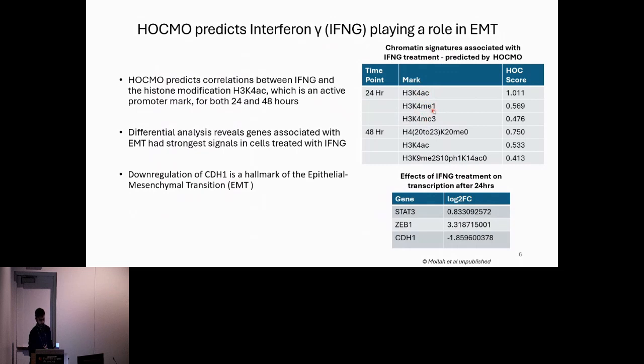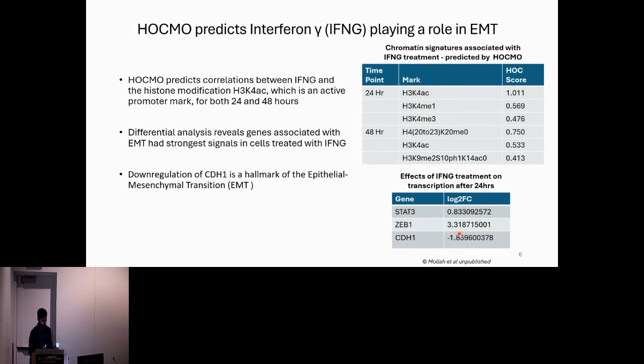While H3K4 monomethyl and trimethyl are well studied in the breast cancer context and are associated with active enhancers and promoters, much less is known about H3K4 acetyl in the breast cancer context. HOCMO was able to identify the importance of this relatively unknown mark in breast cancer. Furthermore, if we look at the RNA sequencing data, we also see the downregulation of CDH1 upon treatment with interferon gamma. The downregulation of CDH1 is a hallmark of a transition known as the epithelial to mesenchymal transition.